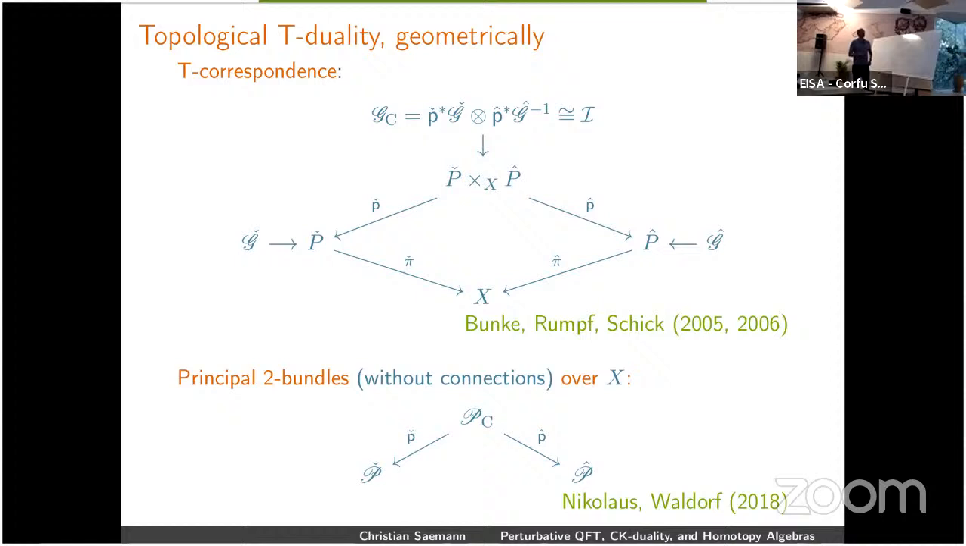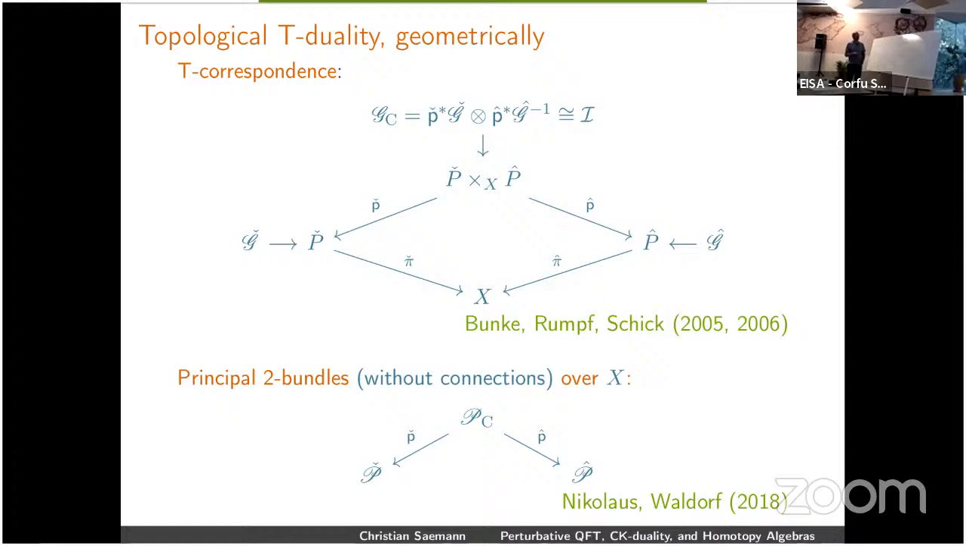All right, but now the really nice step, that's the basis for what I'm going to tell you about, was done by Nikolaus, Thomas Nikolaus and Konrad Waldorf in 2018. And the idea is the following: you have all this structure that is separate, right? You have a principal bundle and a gerb on top of it. So why not try to combine all of this into a single structure? And indeed, you can do that.